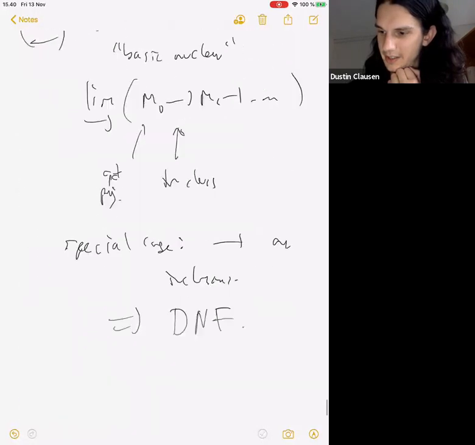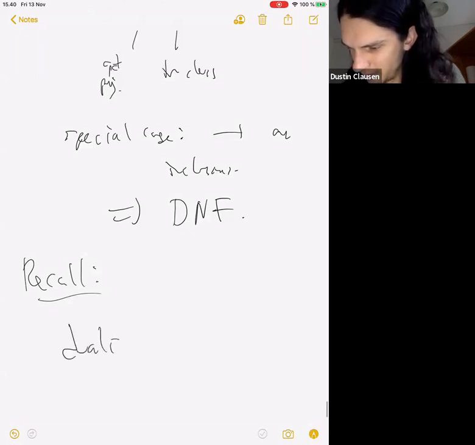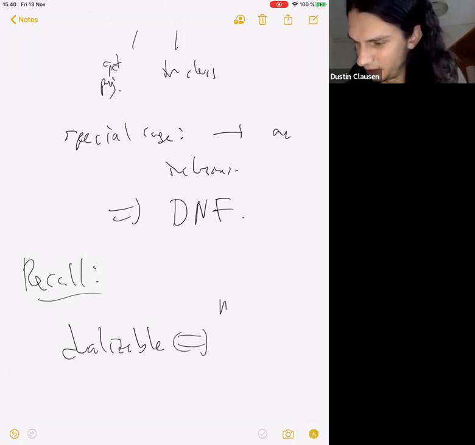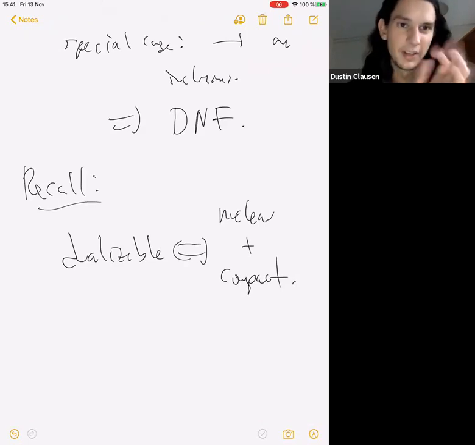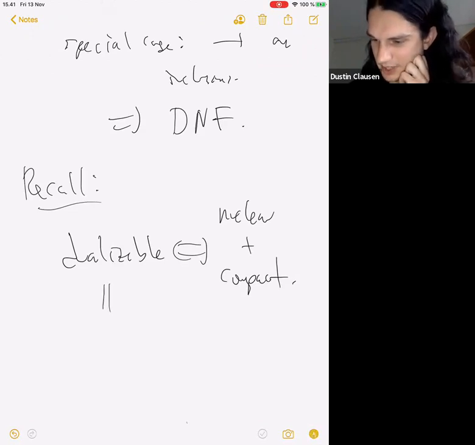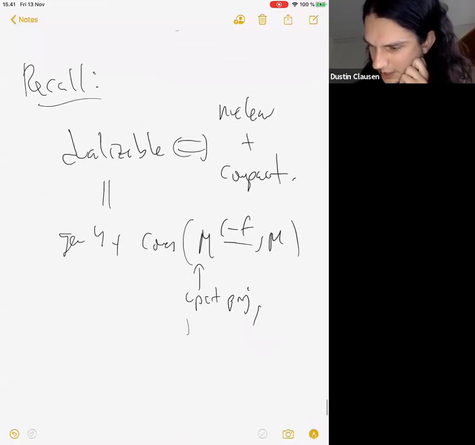Right. So recall also, this was a general fact about certain kinds of tensor categories, that dualizable is the same thing as nuclear plus compact. So to justify that nuclear plus compact is dualizable, you only have to check that dualizable is the same thing as perfect complex. And there's another nice fact, that this is generated by cones of 1 minus f, where this is a compact projective, and f is a trace class map.